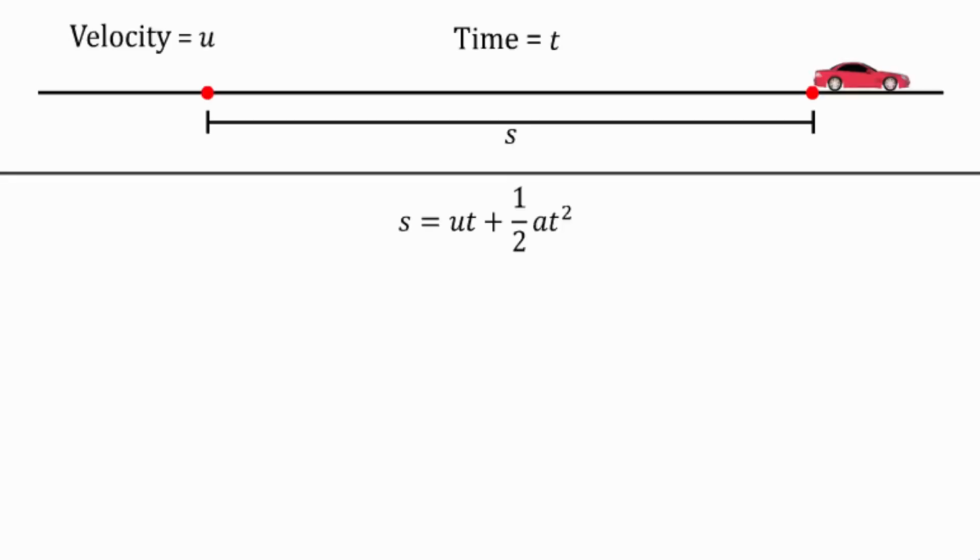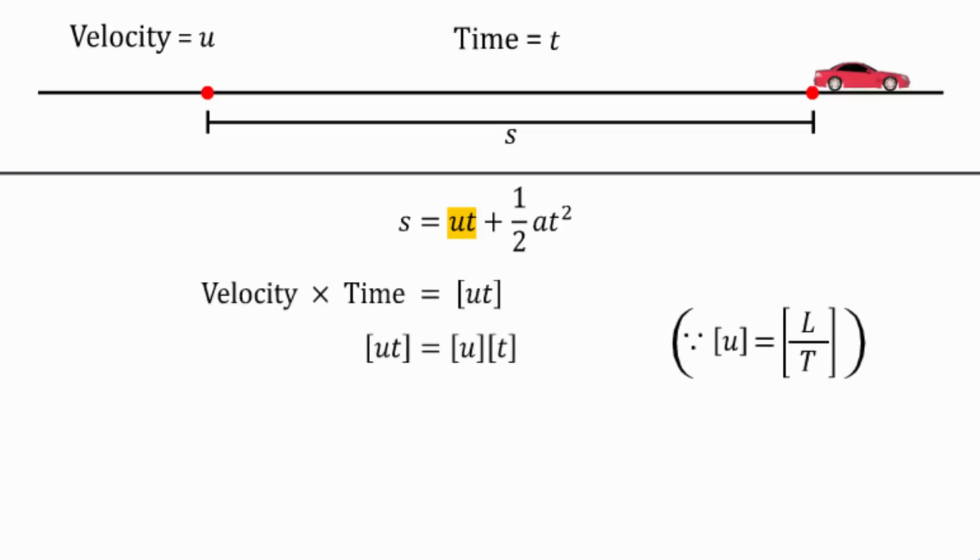In this case, the first term is the product of velocity and time. The product of the dimensions of these quantities is LT power minus 1 into T, as shown. On simplification, we get L.